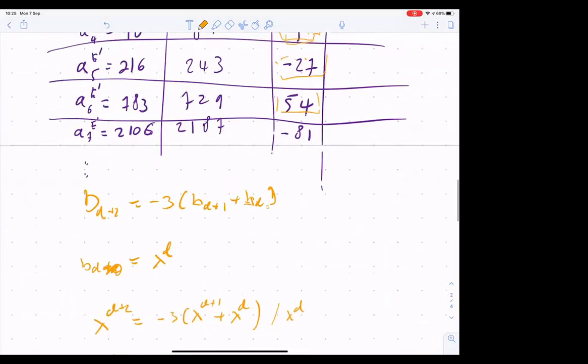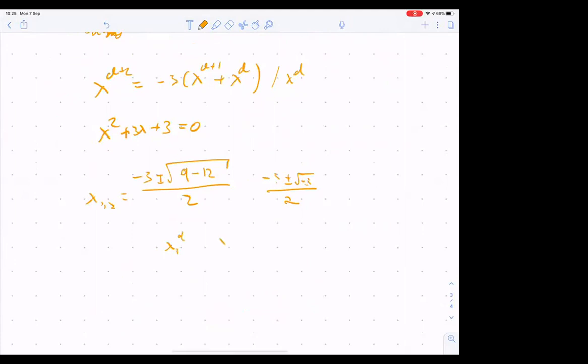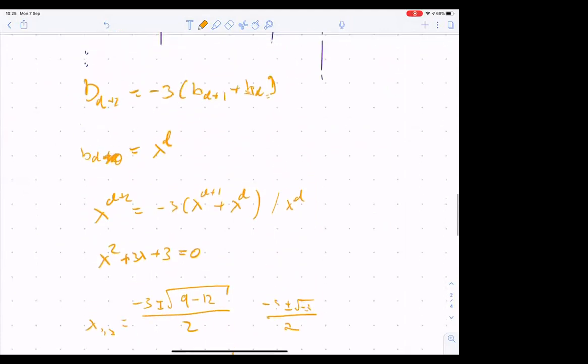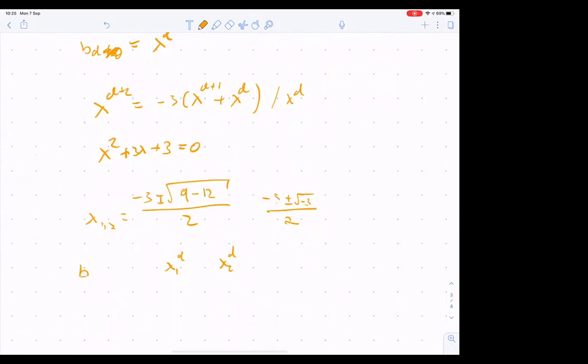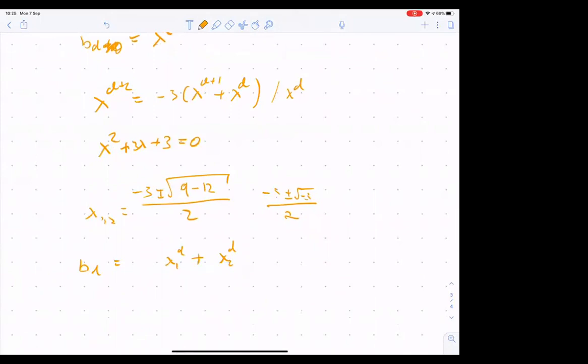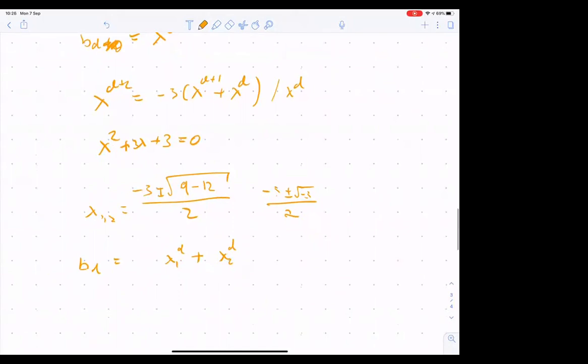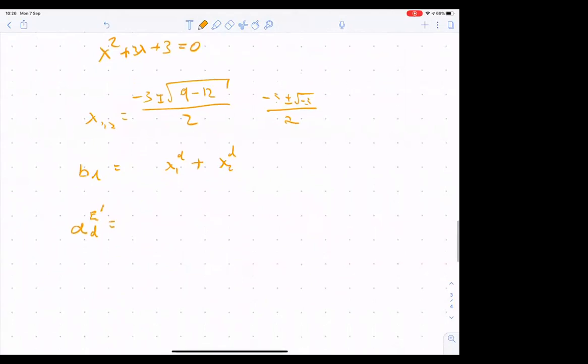And then you're just saying that this is some linear combination of lambda 1 to the d and lambda 2 to the d. And in fact, you can check that the correct formula is that b_d is just the sum of those two things. That's all. So to conclude, a_d prime equals 3 to the d minus lambda 1 to the d minus lambda 2 to the d.